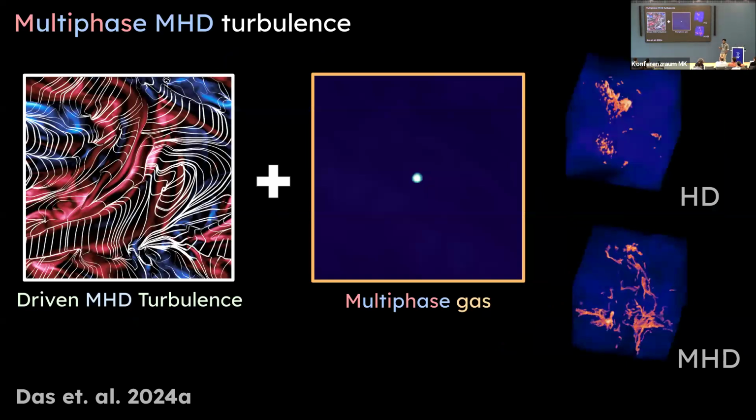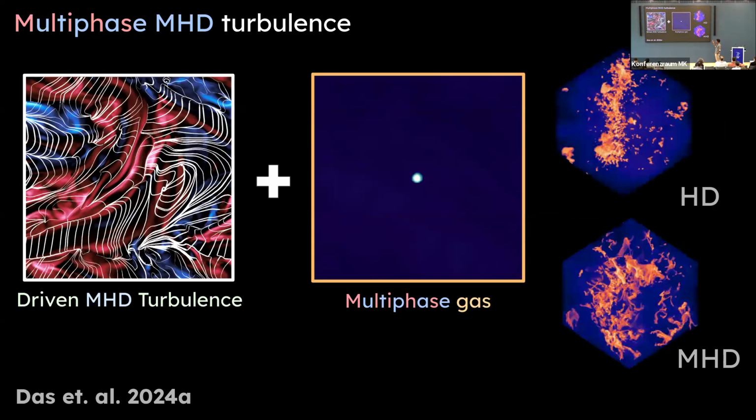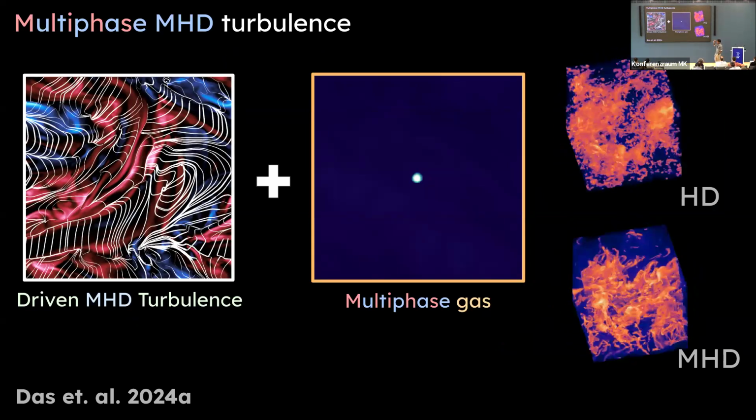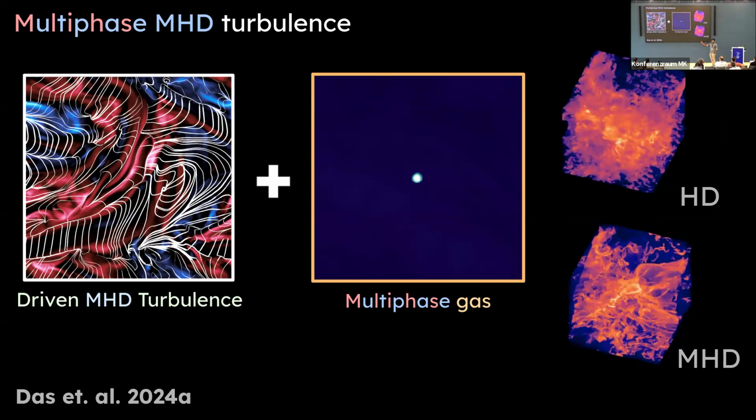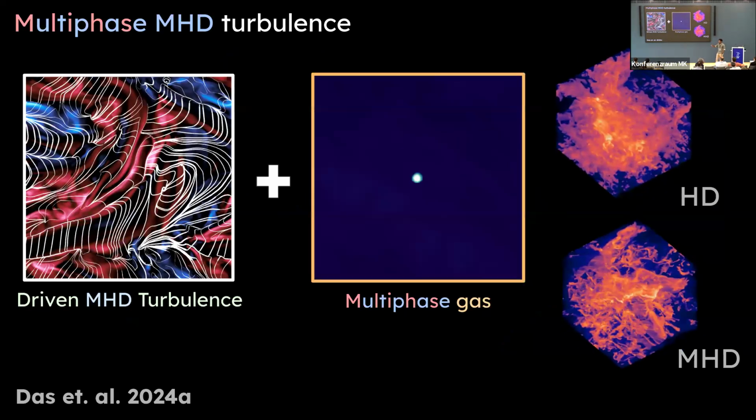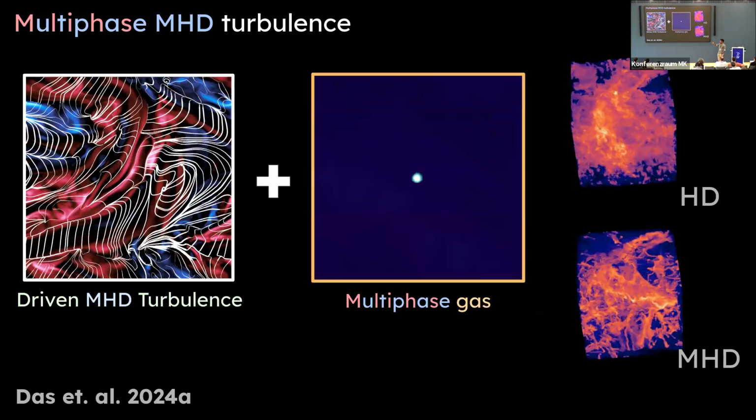And we wanted to test exactly that. So in this project, we drove MHD turbulence. We introduced magnetic fields and let it evolve, and then introduced the cold gas cloud.